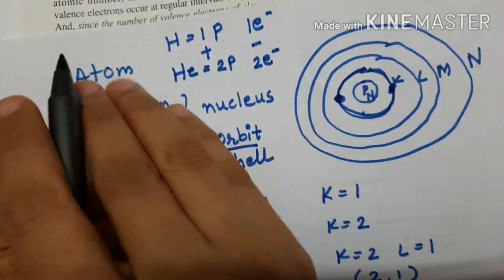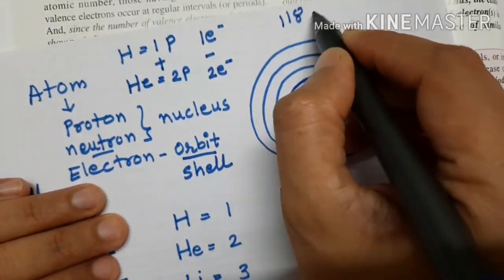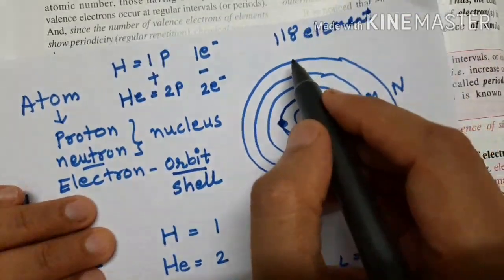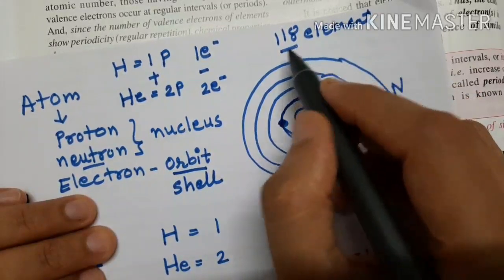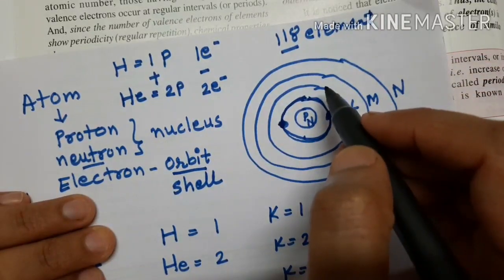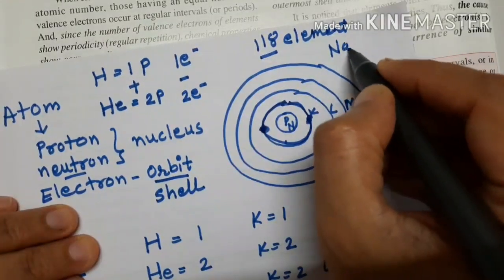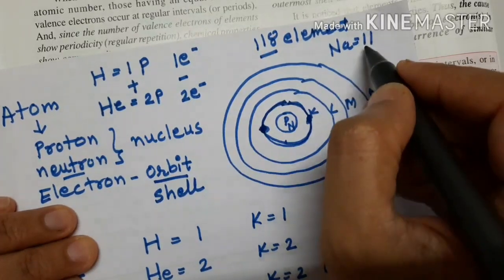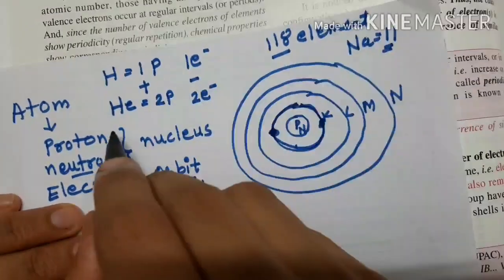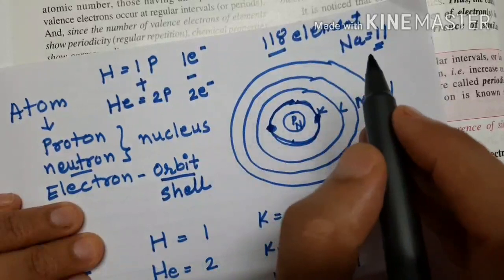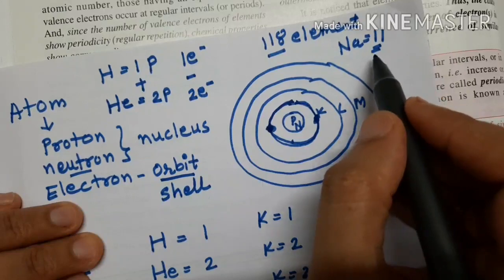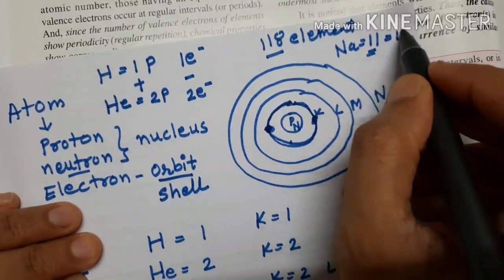Okay, so now there are a total of 118 elements, which means the last element has 118 protons and 118 electrons in its orbits. If we talk about sodium, sodium has 11 electrons and 11 protons, so that's why the atomic number of sodium is 11. We consider that the atomic number is the number of protons. Right now you just need to know that the atomic number of sodium is 11. That's why 11 protons are present, and with 11 protons, 11 electrons also.